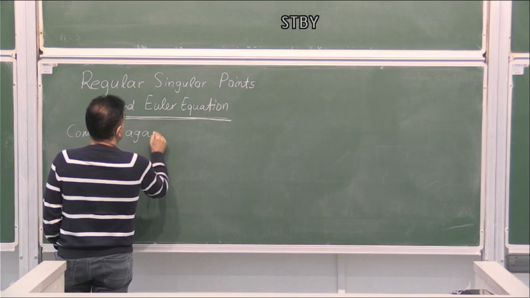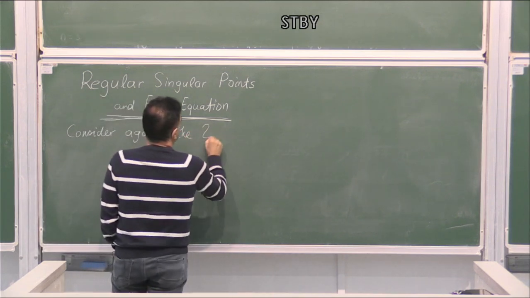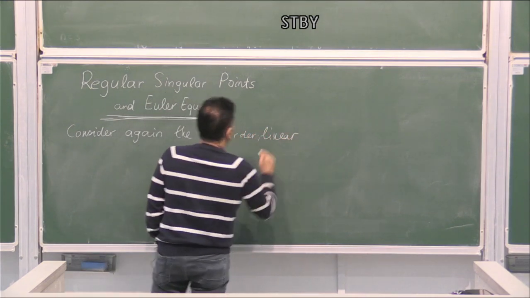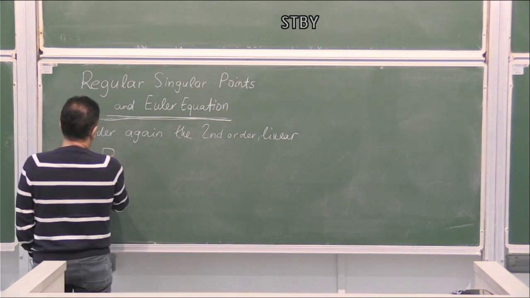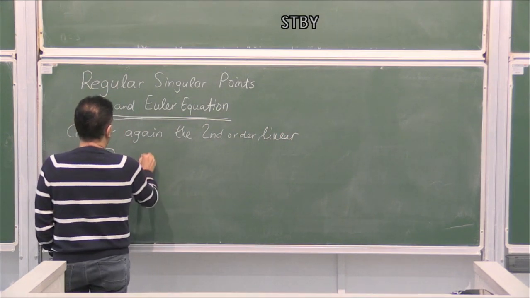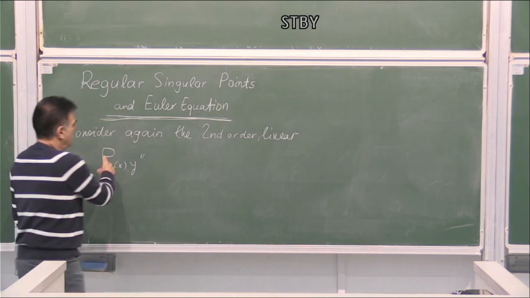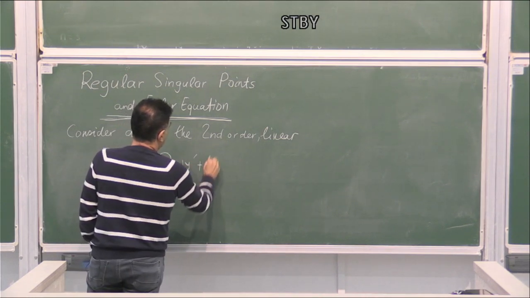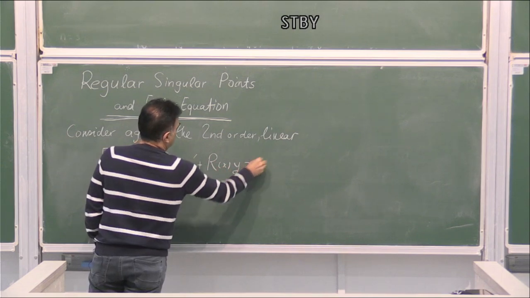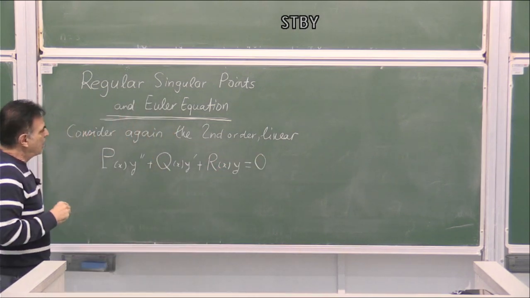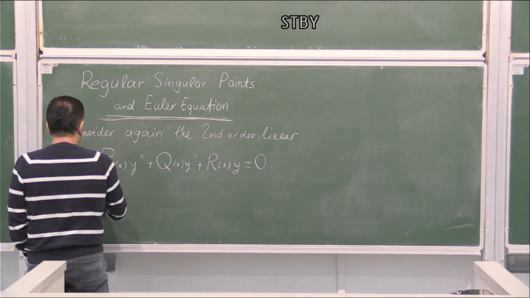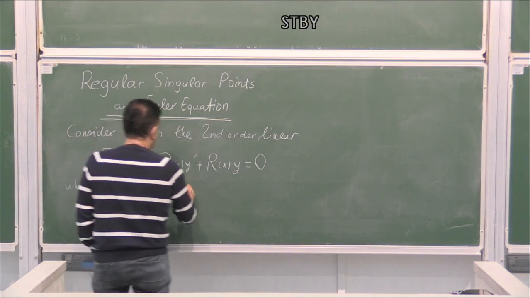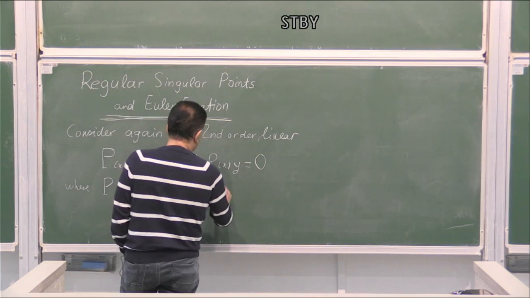Consider again the second order linear homogeneous ODE, which one alternative is to write in the form P of x y double prime plus Q of x y prime plus R of x y equal to 0, right? Where P, Q, and R are some analytic functions.